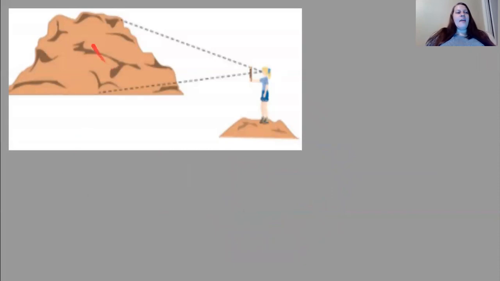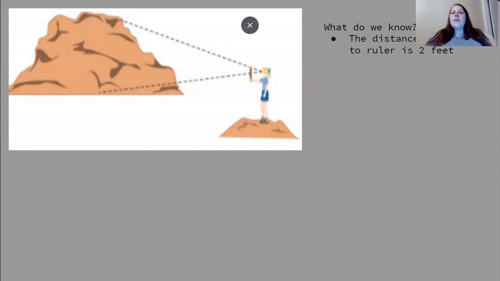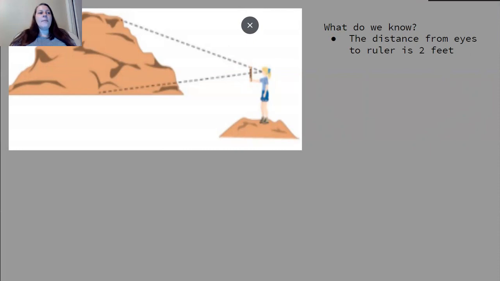Now we have the height of a cliff. Look at this. This girl over here, we'll call her Sally. Sally wants to know how tall this cliff is, and she's holding up a ruler to try and figure it out. So we are given some information, and let's see what we know so far. Let me go ahead and move my thing over so that I'm not blocking anything.